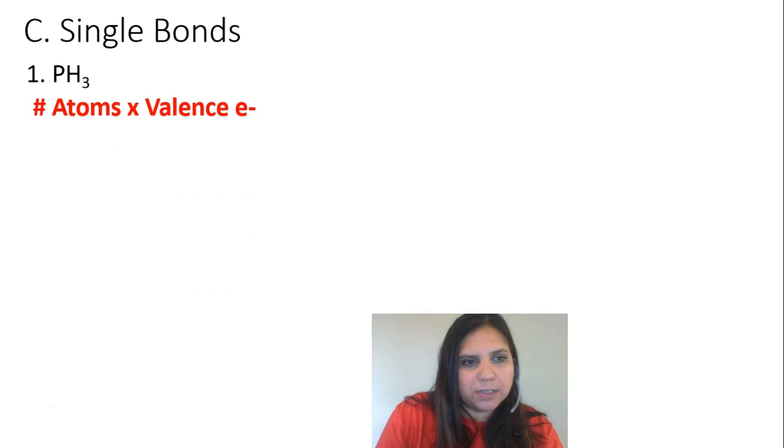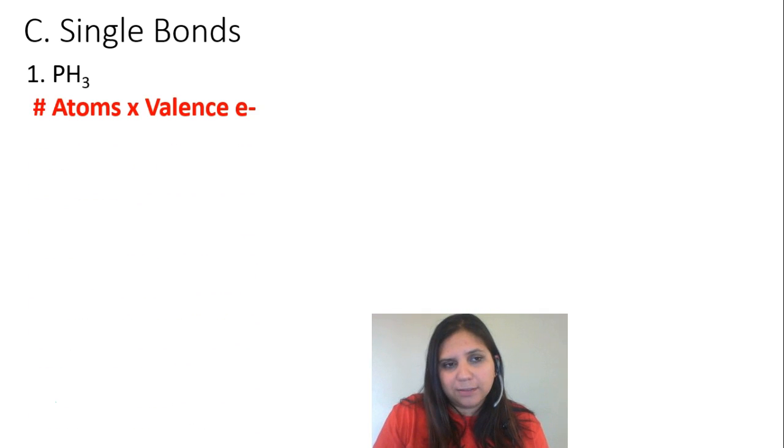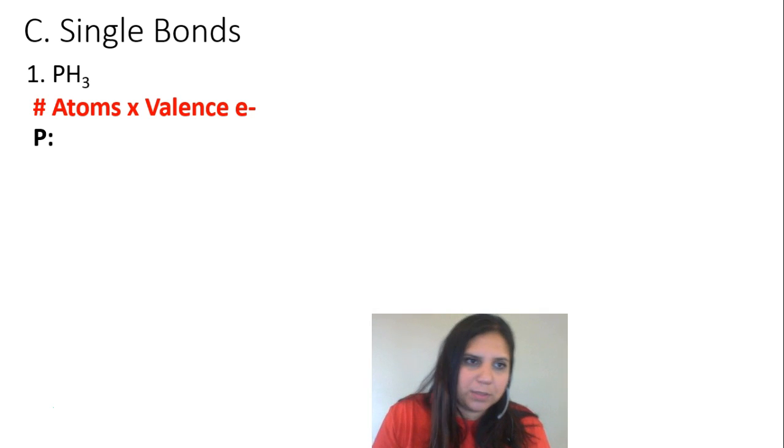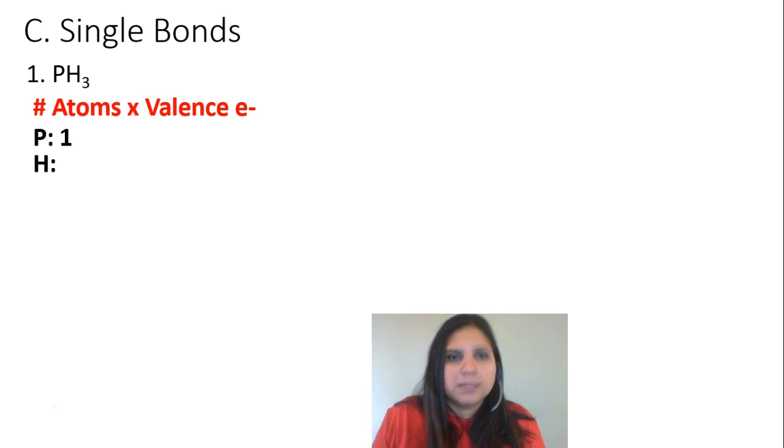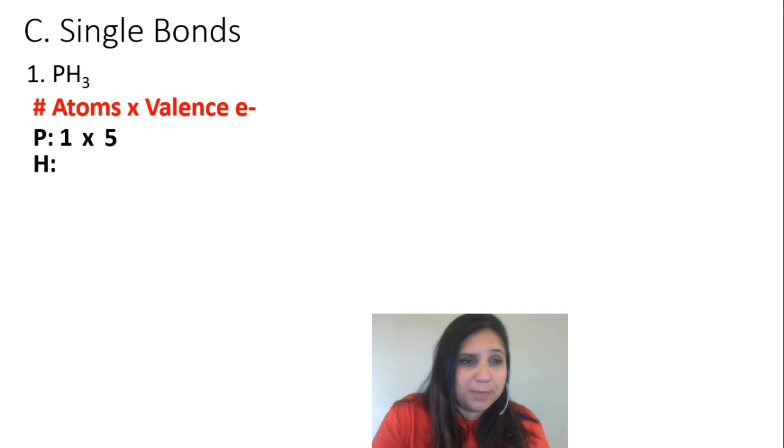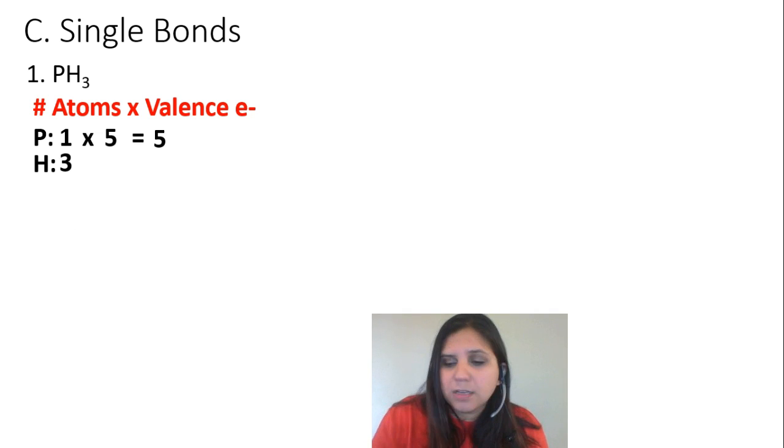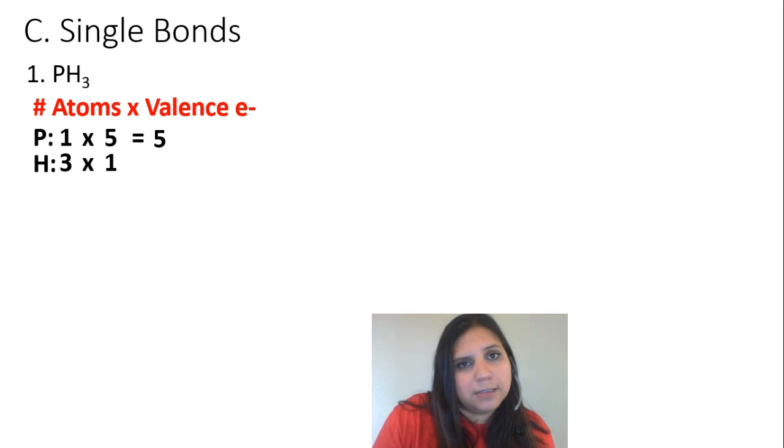First thing we'll do is figure out the number of atoms that we have for each element and the number of valence electrons. So for phosphorus, we have 1 phosphorus. There's no subscript around the P, so just 1. And each phosphorus is in group 5A, so it has 5 valence electrons. And so 1 times 5 is 5. Okay, and then for hydrogen, we have 3 atoms of hydrogen. Each hydrogen has 1 valence electron. And so 1 times 3 is 3.